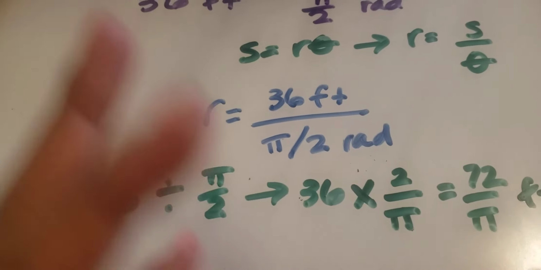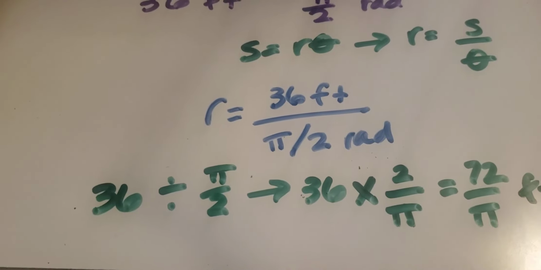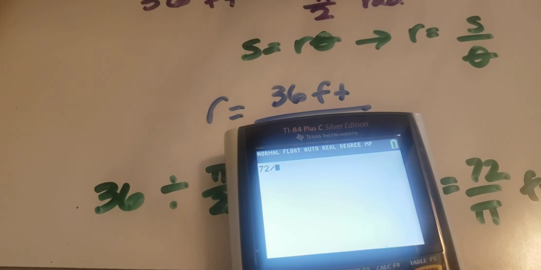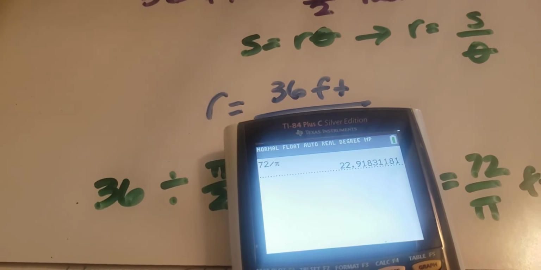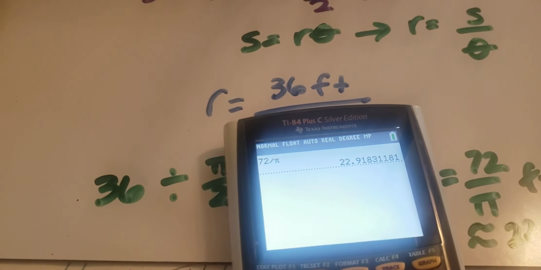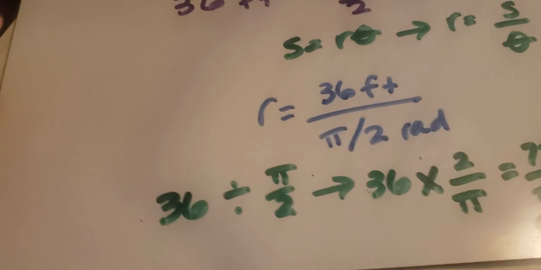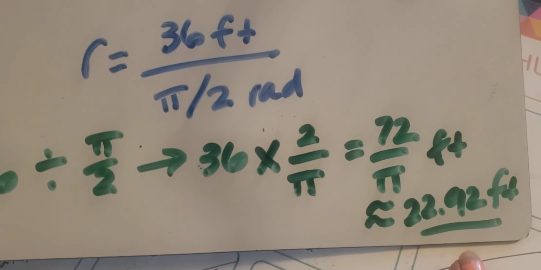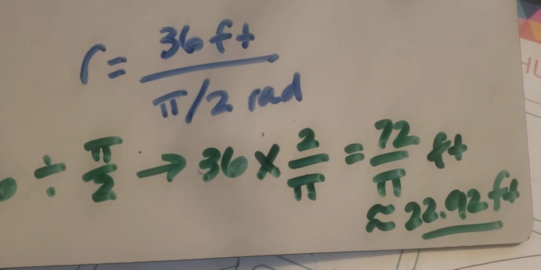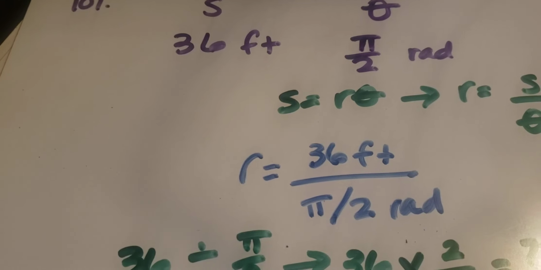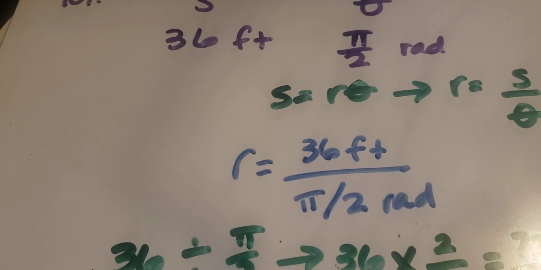But now let's get a more accurate reading, so I would use the calculator to simplify that. 72 divided by pi should give me approximately 22.92 feet. So this would be my answer, approximately 22.92 feet, because again, radius is a length. All right, guys, that should be able to help you solve numbers 101 through 104. Let me give you some examples to try on your own.